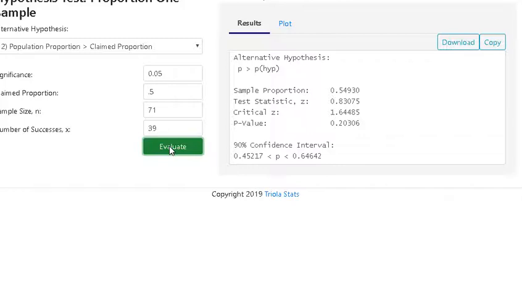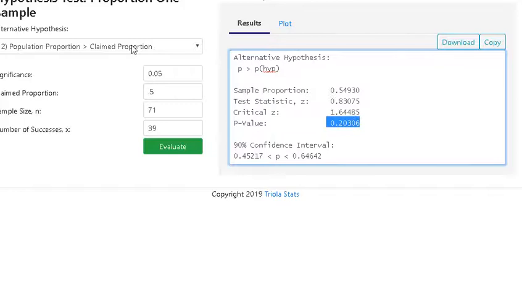Let's see if we can't figure out what all this great information is telling us. There's really one number here that I'm going to focus my attention on. Can someone tell me what that number is? P-value right here. 0.20306. So that's really step 4 here for us, is to find that p-value.